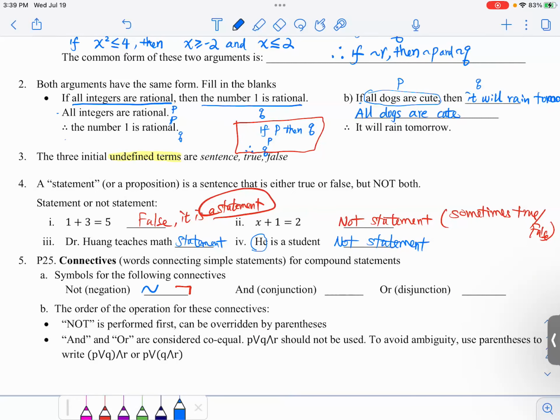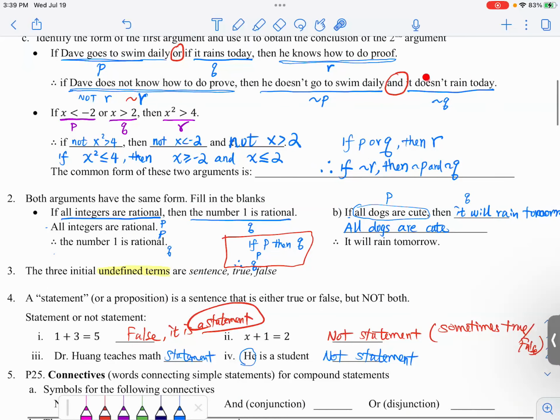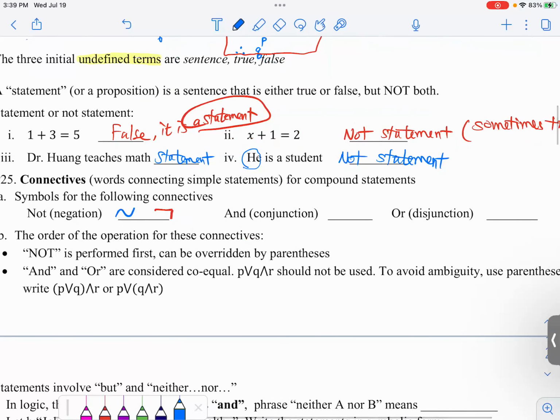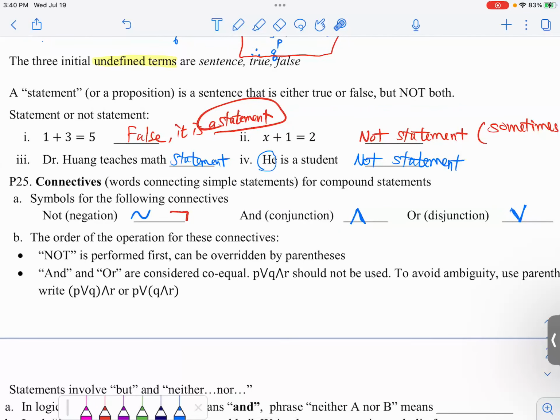And we also saw the and right there. This is and. So it connects 2 simple statements. And it's a conjunction. We use this symbol, this triangle-like tip. And or is the disjunction. We use this V shape, okay? So this is the upside down V shape. This is the V shape.